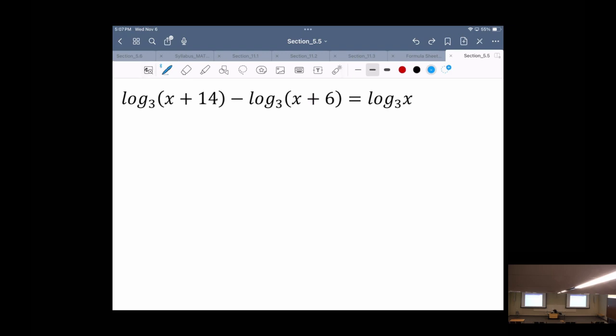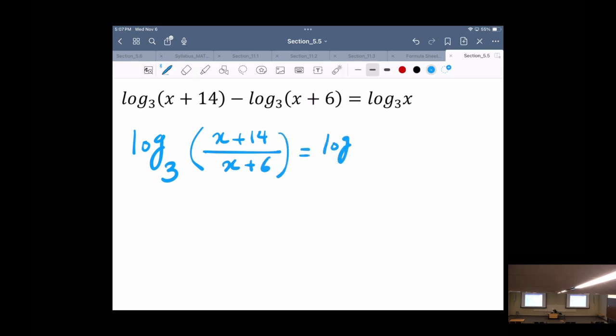So using those properties, we can write a subtraction expression like this and convert it into a division problem. So log to base 3 of x plus 14 divided by x plus 6 is equal to log of x to base 3, right? Using those properties. If you don't remember it, please look it up. It's very important that you know how to use those properties.